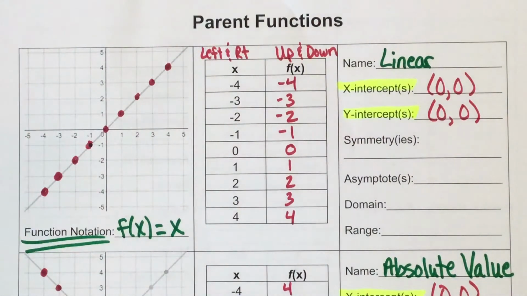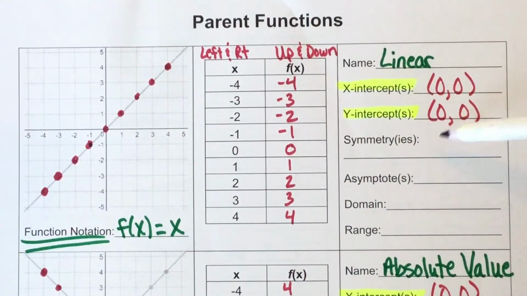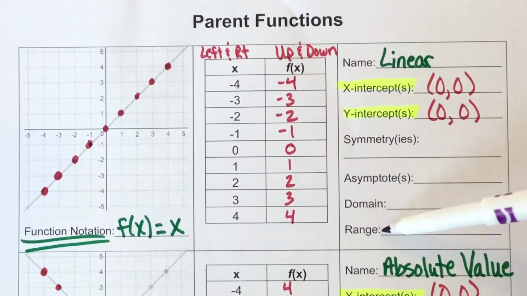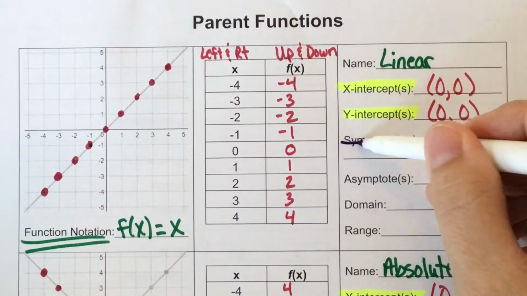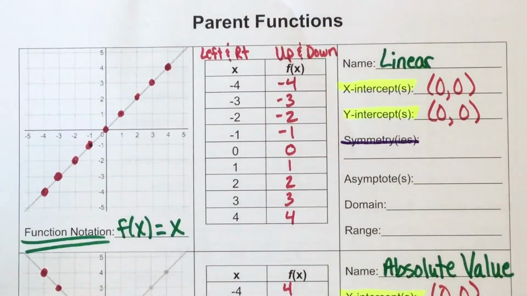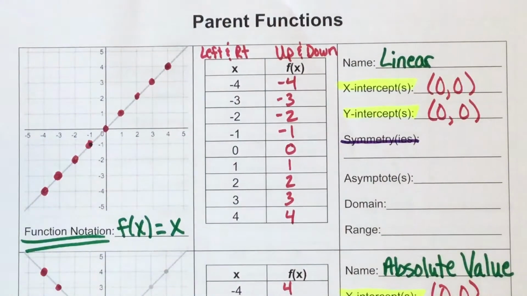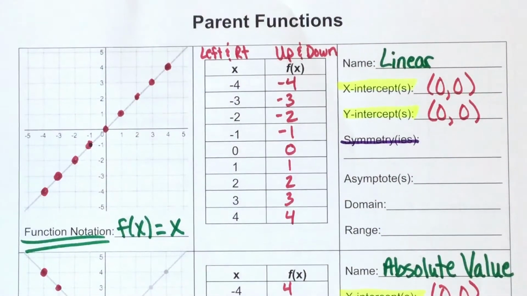Today we're continuing on with our parent functions, and we're going to be talking just a little bit about symmetries, asymptotes, domain, and range. Okay, for the first problem, I'm not going to do anything with the symmetries. I will do something with it on the next two problems, but the majority of the lesson I won't do anything with it.